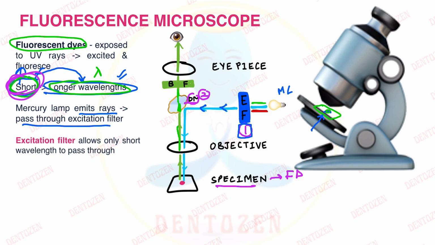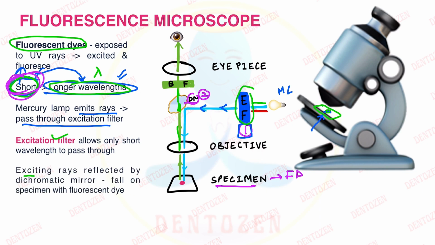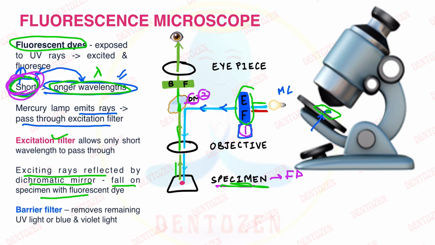So the excitation filter allows only short wavelength rays to pass through, then these exciting rays fall onto the dichromatic mirror and onto the specimen with fluorescent dye. From there, the higher wavelength light rays pass through the dichromatic mirror into the barrier filter. That is the third component. What is the role of the barrier filter? It allows only the longer wavelength light rays to pass through, so that we can see only this wavelength as a green colored specimen, and it will remove other blue or UV light. So that is how the fluorescent microscope works.